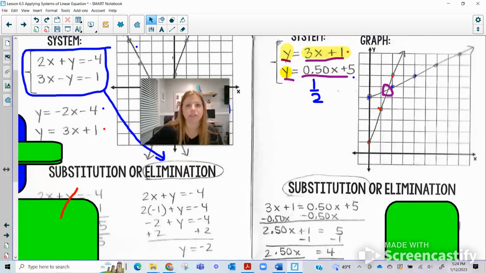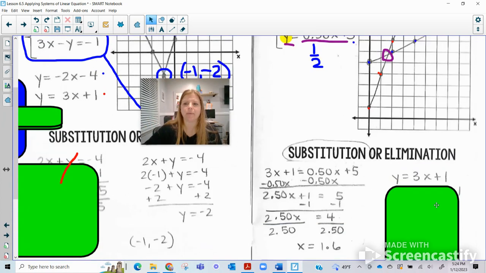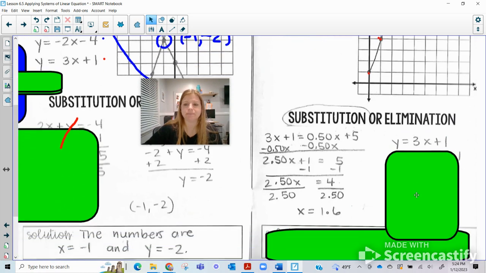Lucky for us, both of these equations are y equals. I can plug in that 1.6 into either one of these equations for x to get my y value. The first one looks kind of friendly, so let me stay with that one. Y equals 3x plus 1. We know that x is 1.6.